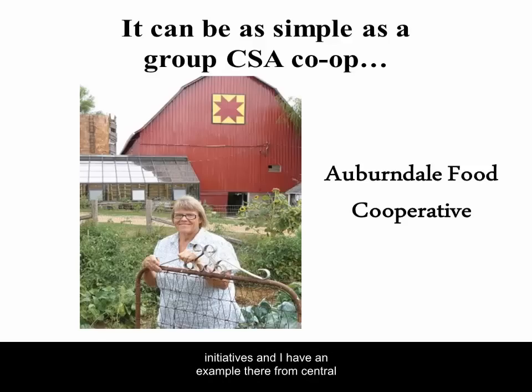With cooperatives, when it comes to local foods, it can be relatively simple, such as a group community-supported agriculture cooperative initiative. I have an example from central Wisconsin called the Auburndale Food Cooperative. Auburndale is a small town of about 2,000 people, and it is a group of 12 growers. Most of them are organic or naturally raised. Several are Amish growers. And what they have created is a weekly online ordering system, and people can order by Wednesday evening at 7 o'clock.